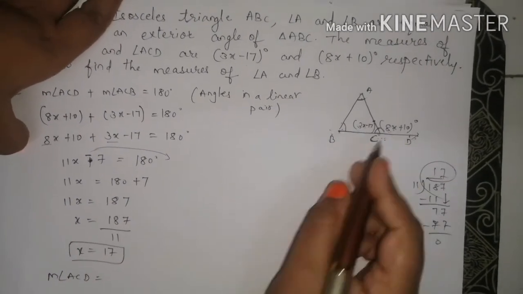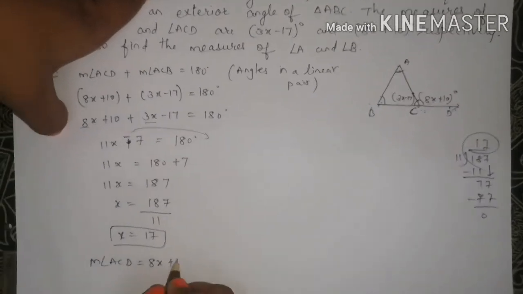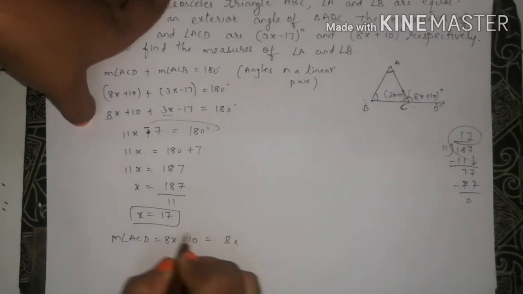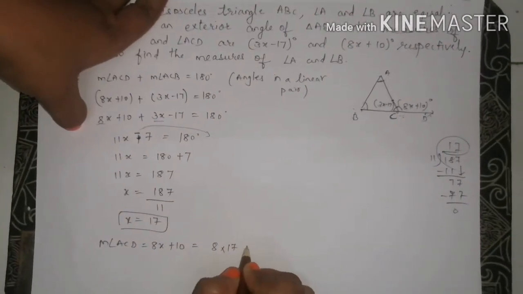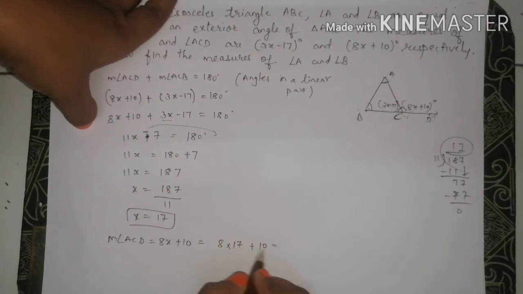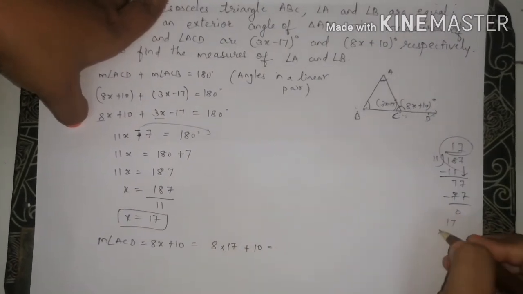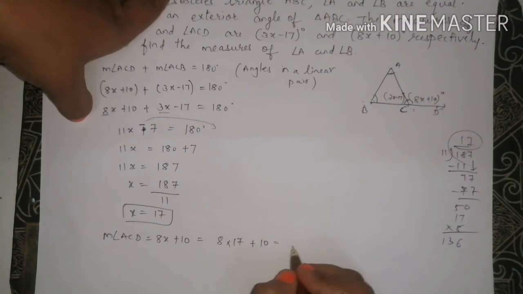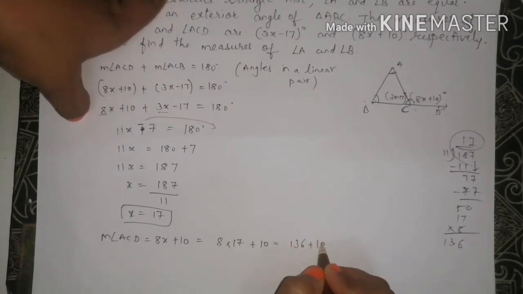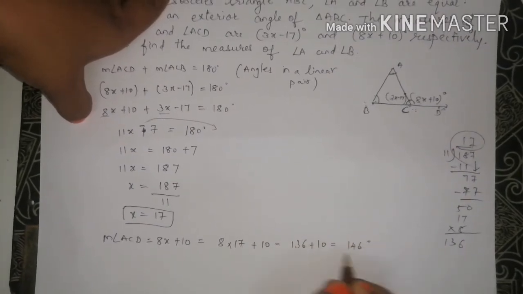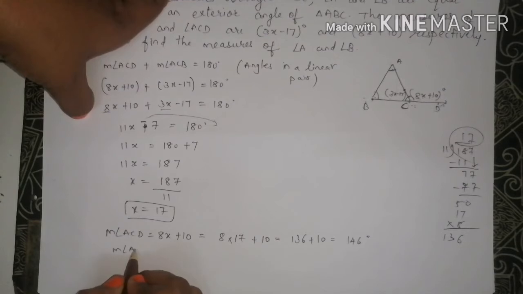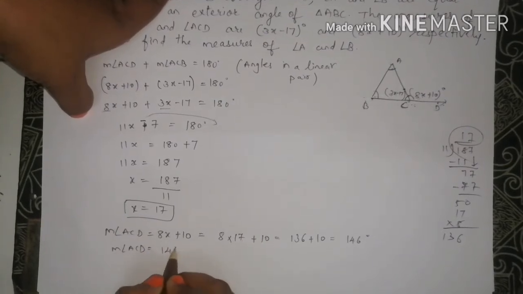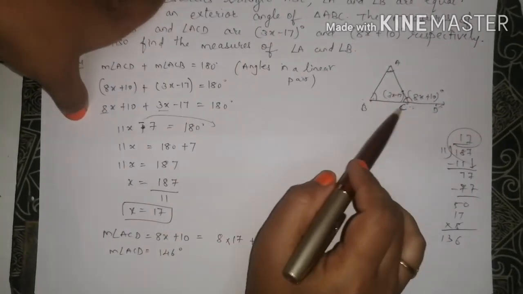So angle ACD was how much? 8x plus 10. So 8 into x value, 17, plus 10. So 17 eights: 8 sevens are 56, 8 ones are 8 and 5 is 13, so 136 plus 10. 136 plus 10 is 146 degree. So ACD we got 146 degree.